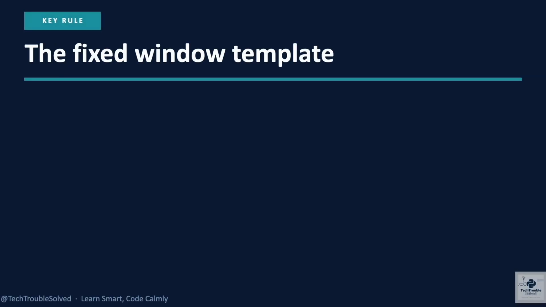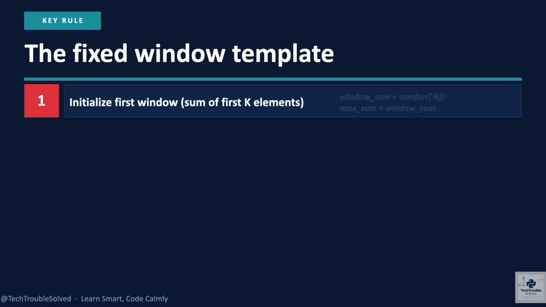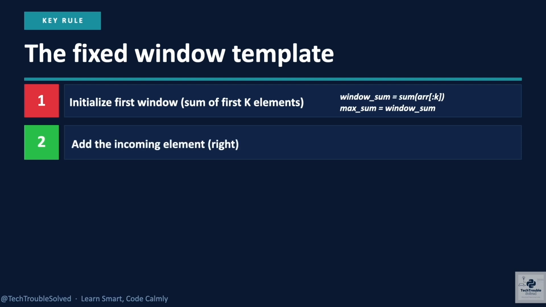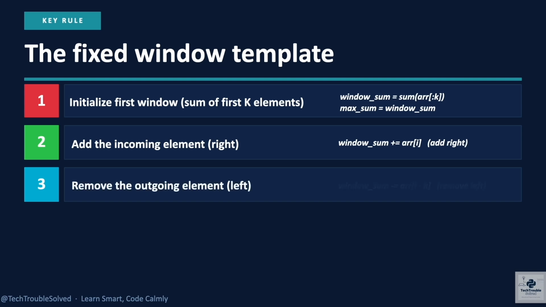Let me give you the complete fixed window template as 3 rules, so you always have a mental checklist. Rule 1. Initialize. Before the loop, sum the first k elements. Set window sum and max sum both to that value. Rule 2. Add the incoming element. Inside the loop, add arr[i] to window sum. This is the new element entering from the right. Rule 3. Remove the outgoing element. Subtract arr[i minus k] from window sum. This is the old element leaving from the left. After both operations, update max sum if window sum is now larger.